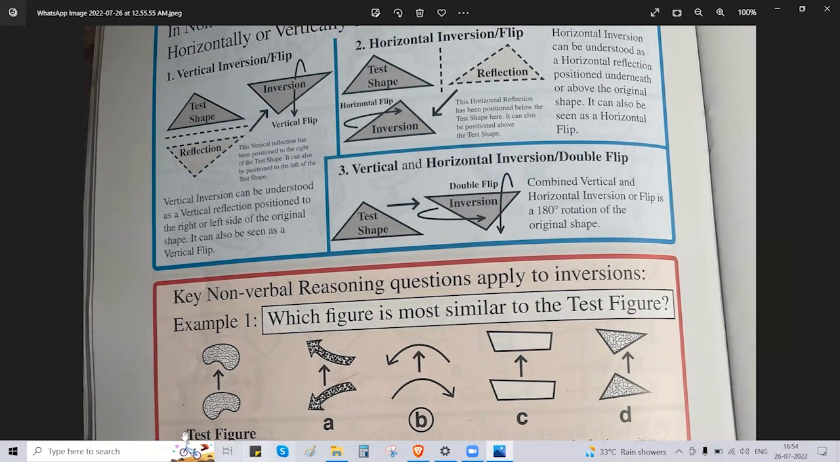Exactly, such a good explanation that was. So whenever we are trying to work out what type of flip it is, or whether it is a right flip or not, just try to imagine a mirror between the original shape and the reflection, okay? It can be vertical, it can be horizontal.